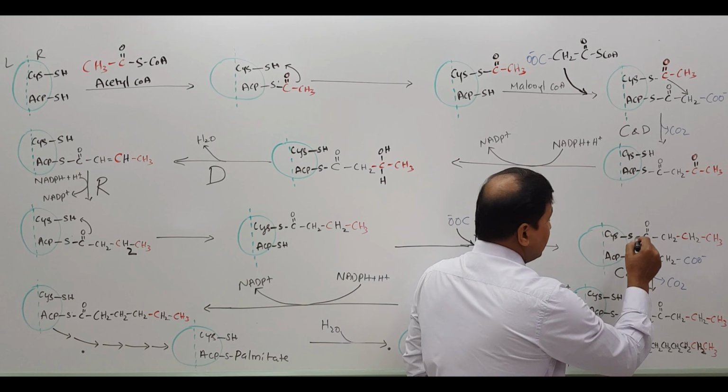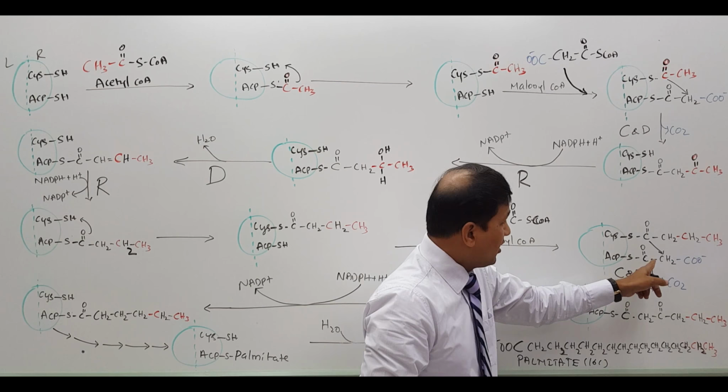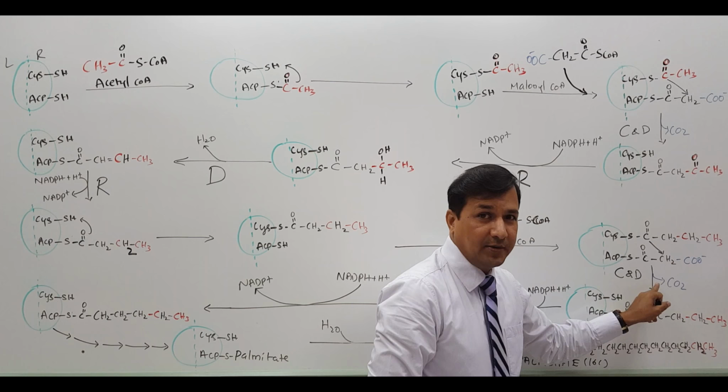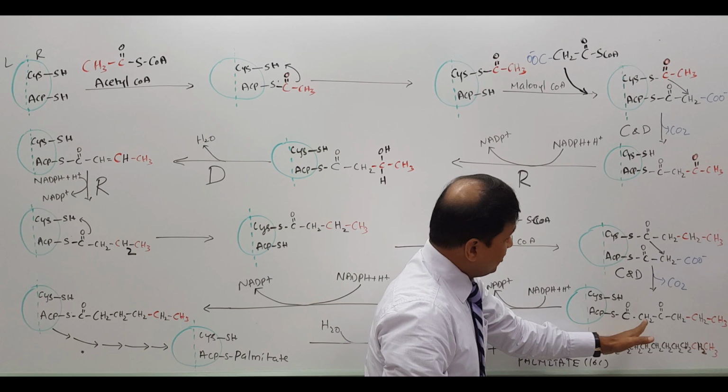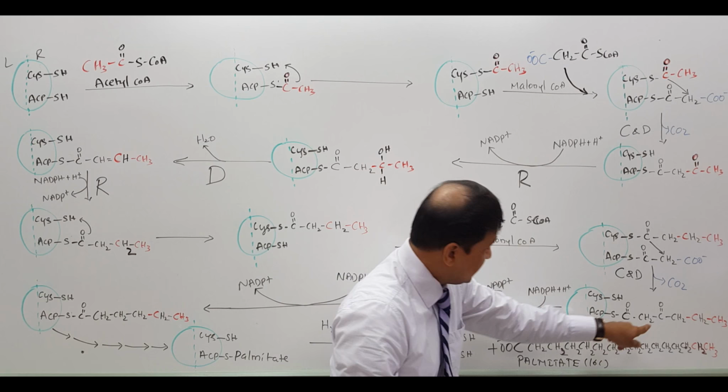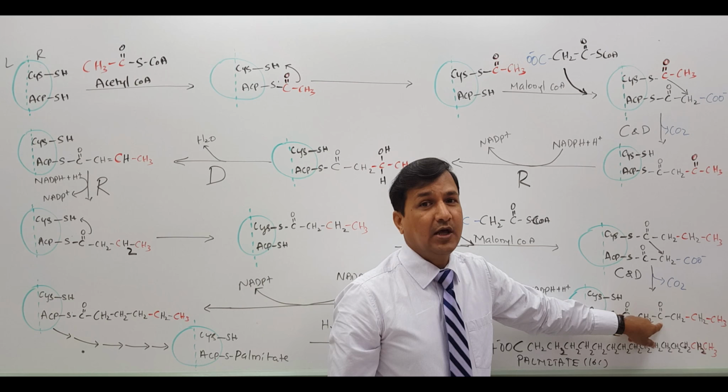That means this 4 carbon molecule will have a nucleophilic attack on this particular carbon on the malonyl CoA. So what will happen? So there is a removal of carbon dioxide. So carbon dioxide is removed. So your molecule is now having 6 carbons here, which is in the ACP position. Okay. So we have C double bond O, CH2, C double bond O, CH2, CH2, CH3. So the problem is, there is a keto group here. We don't want keto group in a fatty acid molecule.